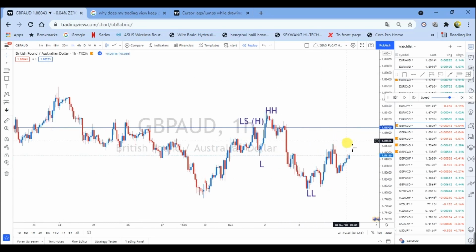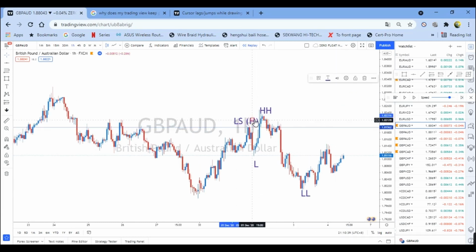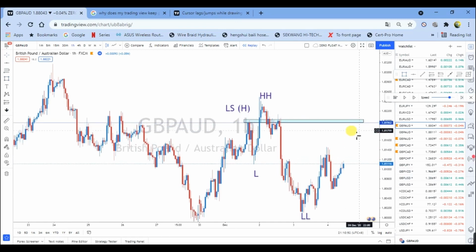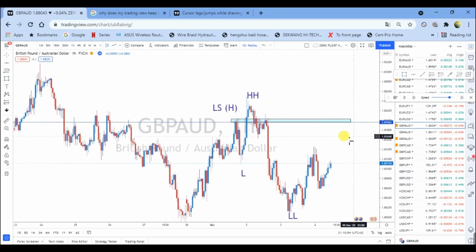What we would want to do now is, like I said, we mark the horizontal line. So first we mark the horizontal line at the entry point, with the left shoulder or the high. Next, we mark the zone. So we draw a square box from here up to the shadow of the left shoulder, so it's easy for us to monitor when price comes back into this area, and we're able to see it clearly.